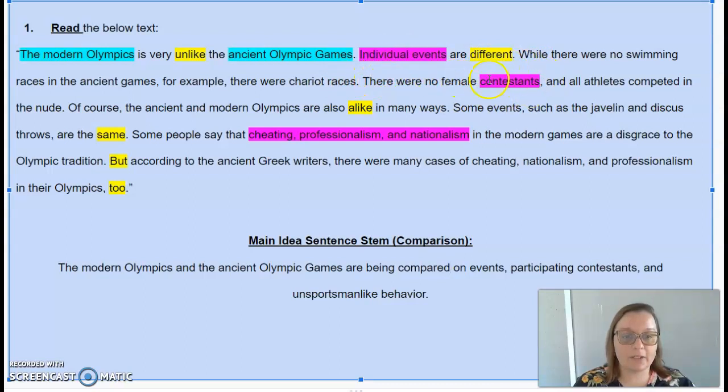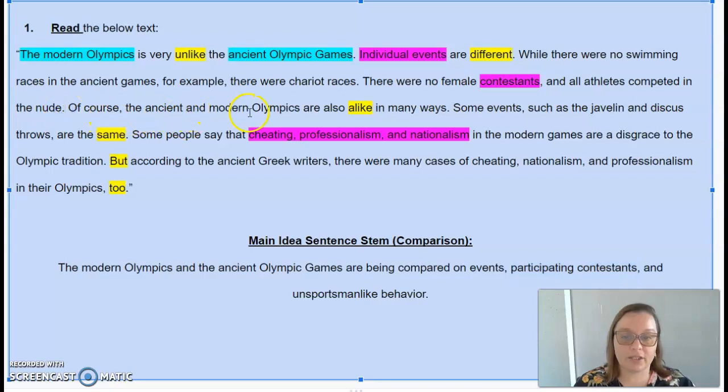There were no female contestants. So I think, okay, this is no longer talking about the individual events. Now it is talking about the contestants and even how they were dressed when competing. So here is another thing that they are comparing these two Olympic Games on, and that is the type of contestants, both their gender and what they wore. So down here I wrote participating contestants.